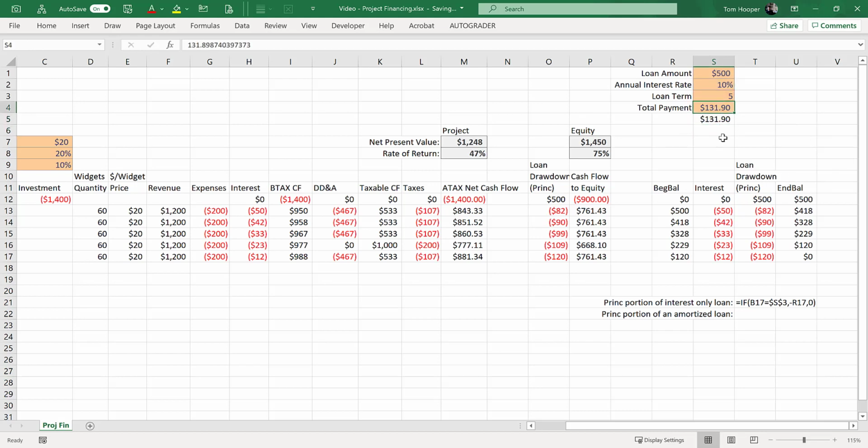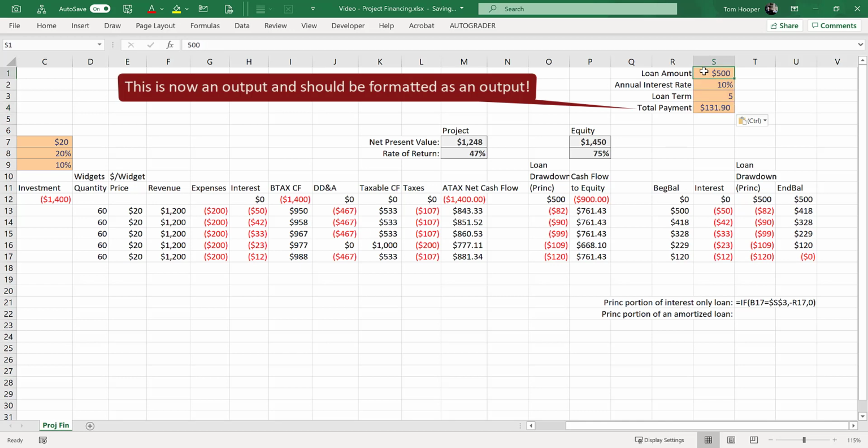You could show that as a negative and just do the math more correctly down here. But what I don't want you to have to do is use goal seek every time. So I'm going to cut and paste. And now that total payment will change. So when I change the loan amount to 600, it re-amortizes the loan and gets it paid off by the end. So the principal portion of an amortized loan, assuming that we know what the total payment is going to be, this.